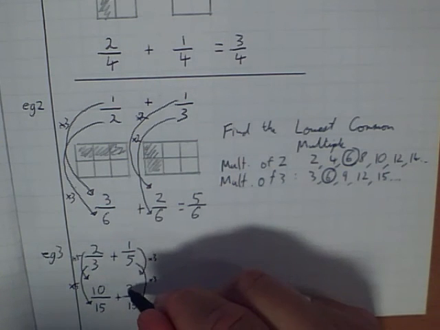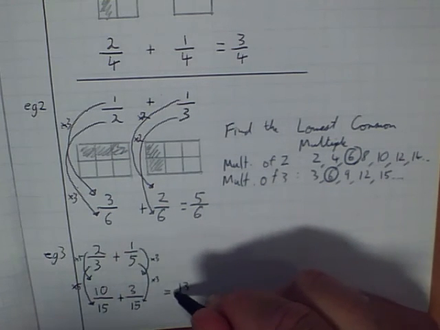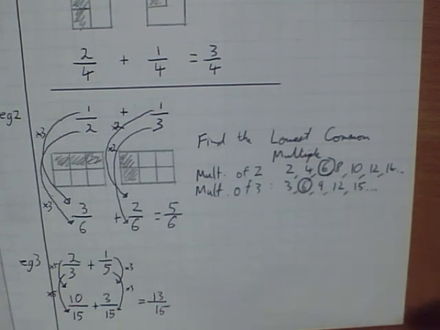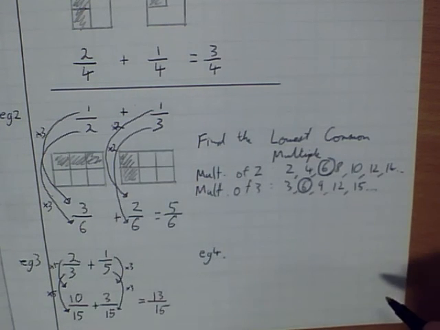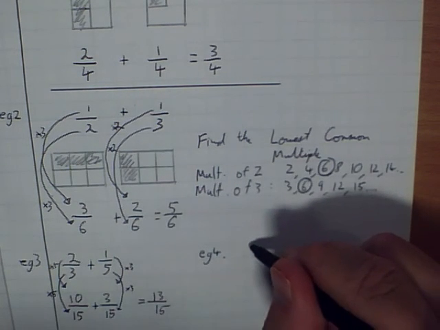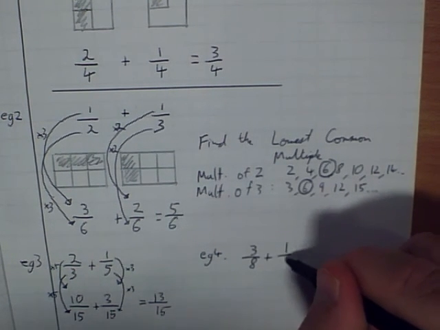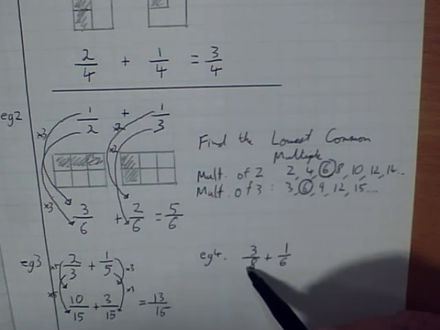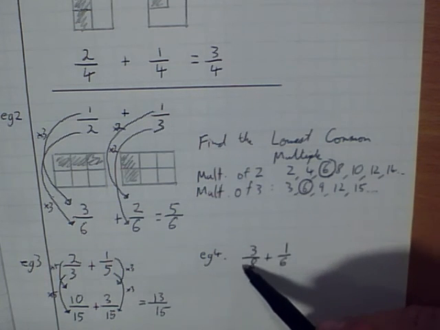Okay, and I'm going to give you one more example, e.g. 4. Same sort of idea. Let's take 3/8 and 1/6. Okay, so to find the lowest common multiple, I'm going to take this 8 and I'm going to list my multiples of 8 and think, is it in the 6 times table as well? So 8 times 1 is 8. Is 8 in the 6 times table? No. 8 times 2 is 16. Is 16 in the 6 times table? No. 8 times 3 is 24. Is 24 in the 6 times table? Yes. So my lowest common multiple is 24.